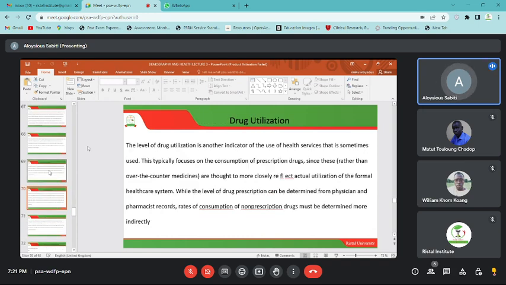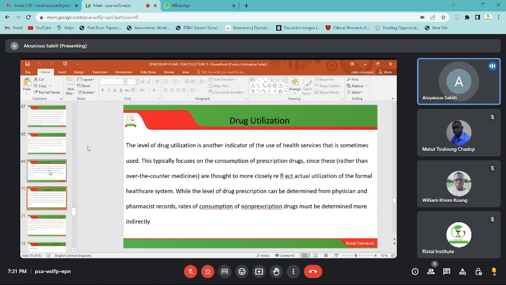Another issue is drug utilization. Drug utilization is another indicator of the use of health services that is sometimes used. This typically focuses on the consumption of prescription drugs, since these, rather than over-the-counter medicines, are thought to more closely reflect actual utilization of the formal healthcare system. While the level of drug prescription can be determined by the physician and pharmacist, rates of consumption of non-prescription drugs must be determined more indirectly.